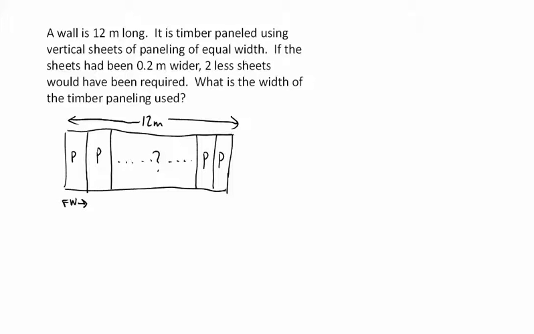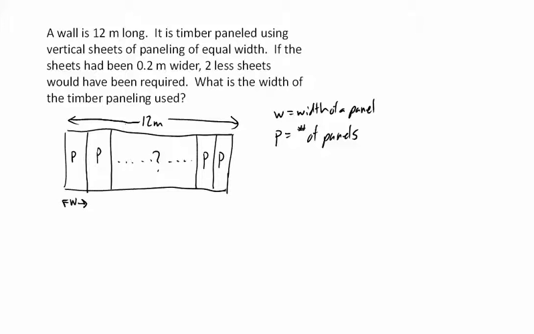All right. So let's define our variables. We've got W, which is the width of a panel. And then I'm going to do P, which is going to be the number of panels. Okay, because I don't know how many, and there's something about the number of panels. 2 less sheets would have been required, so the number of panels there. Okay, so let's see if we can deal with what we have.